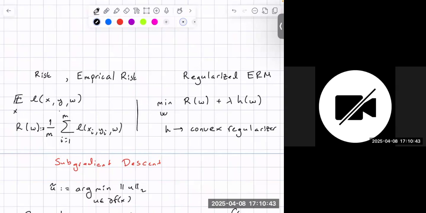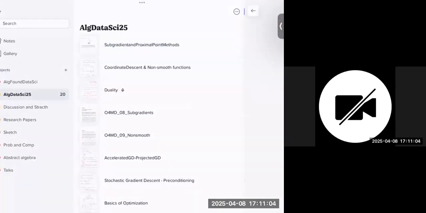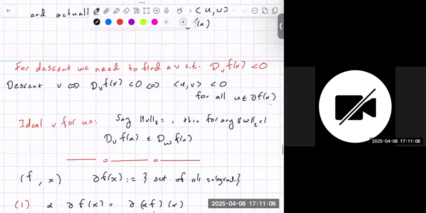I'm not saying people are always careful enough to use these kinds of algorithms when they need to. Sometimes people still run gradient descent and maybe it's still okay because your function is almost differentiable. It works out, but this is what you're supposed to do if you really want to do it seriously.